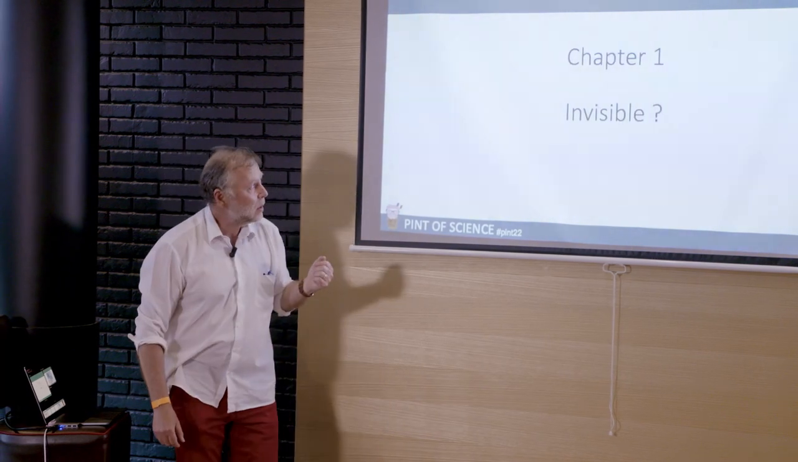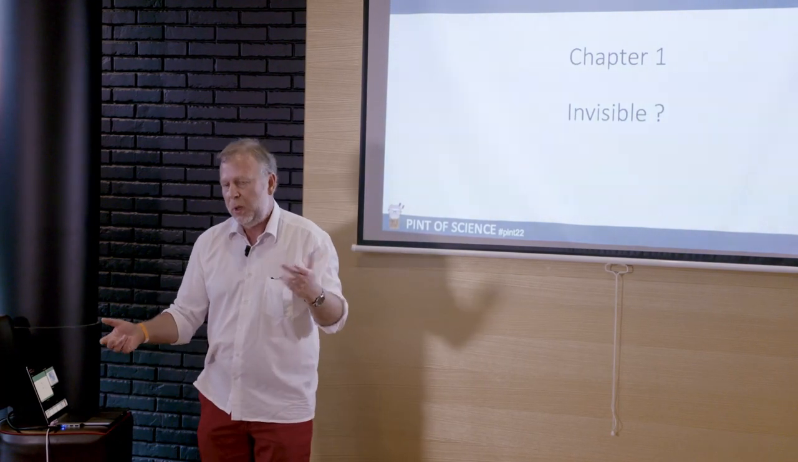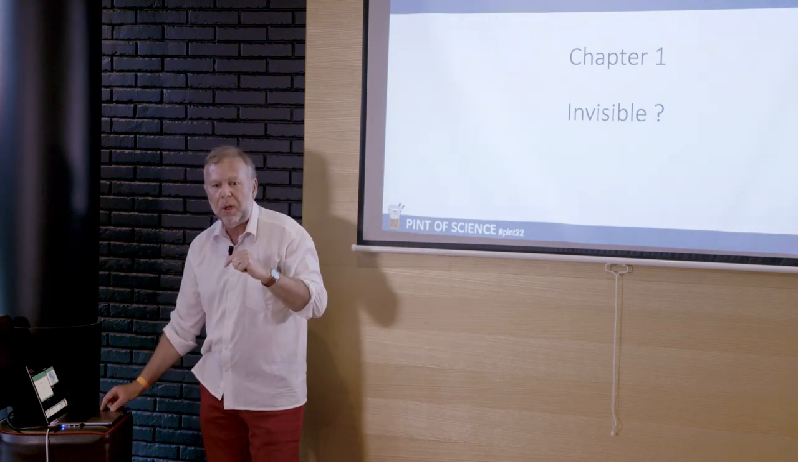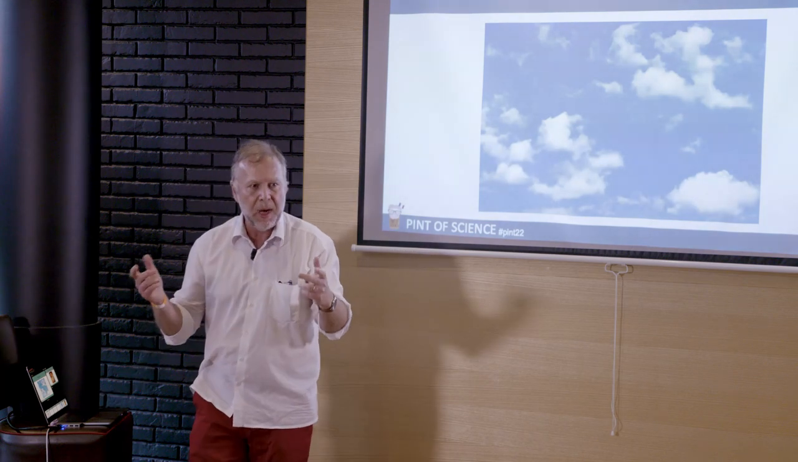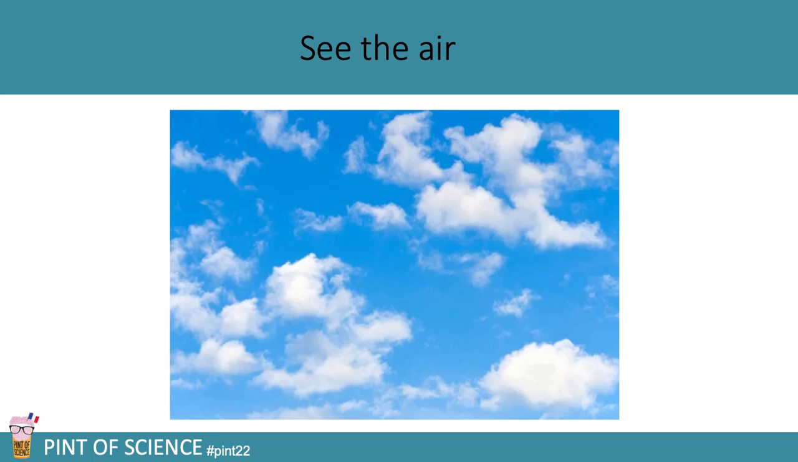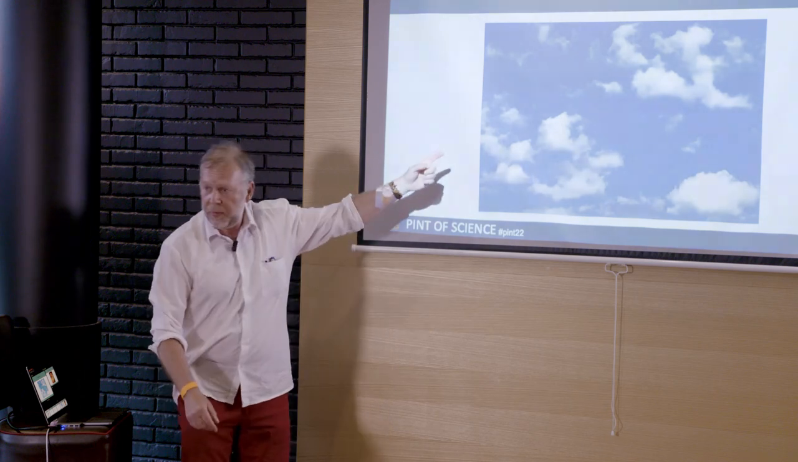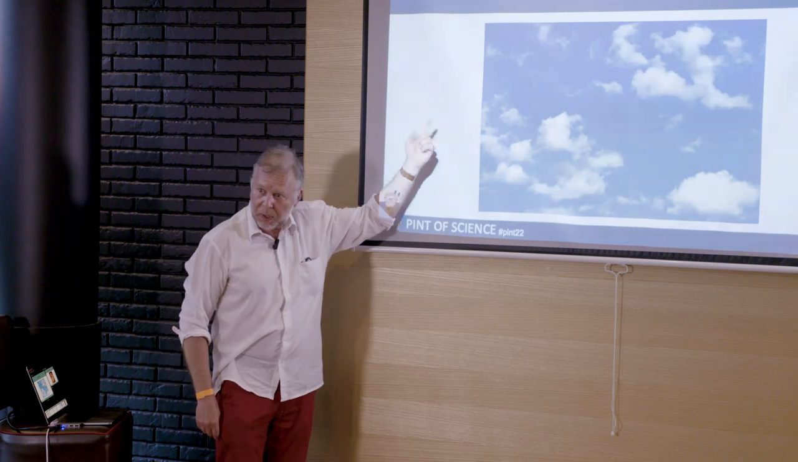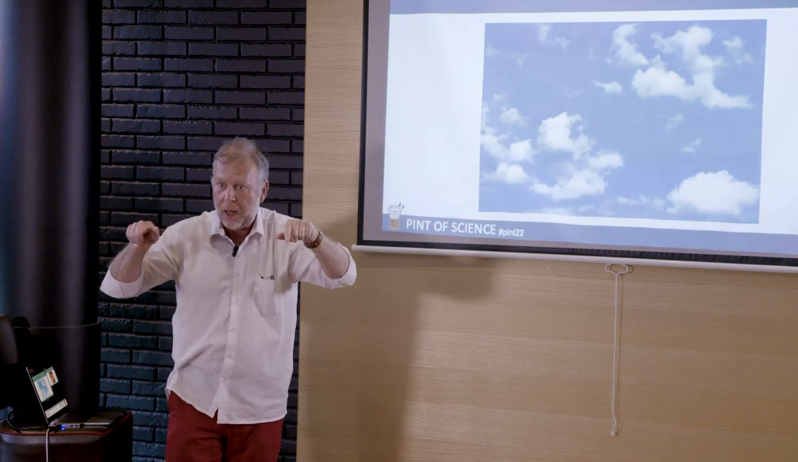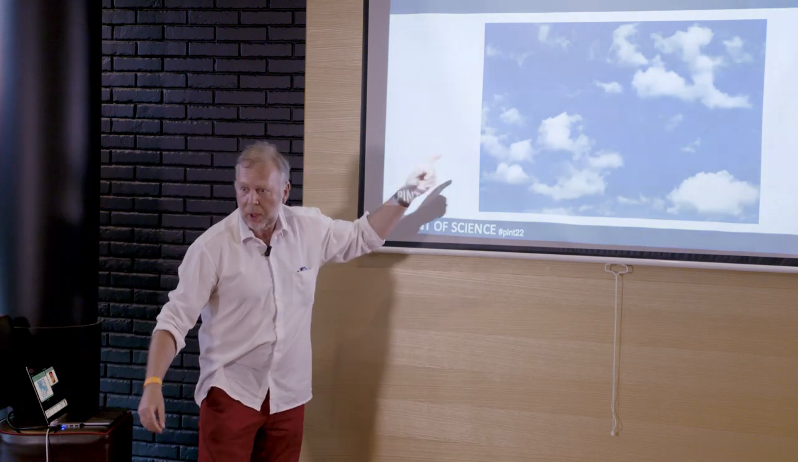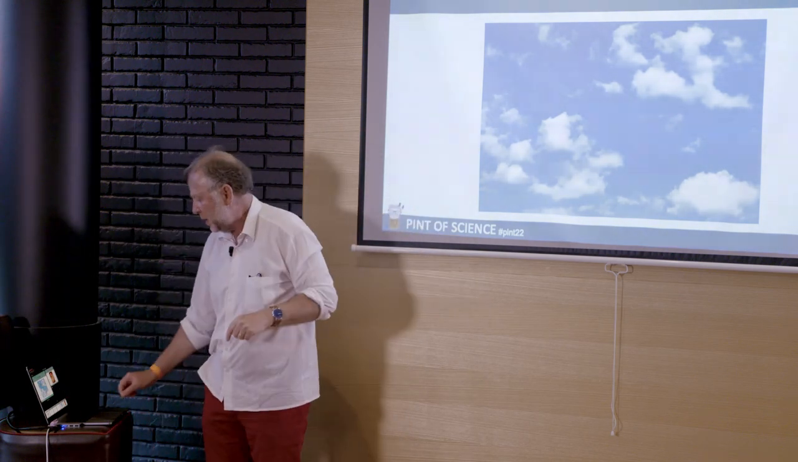So chapter one, what is invisible? I don't spend too much time because I have only 20 minutes. But if you have a question about whether we see the air which is around us, the answer is we can see it. By a specific optical situation, we can see air. But here, it is not the air. What you see here is the sky. It is a blue sky. It is the light coming from the sun through the sky, through the air, moving molecules. And what you see is the blue coming from the sun, not from the air. Okay? So this is the point.